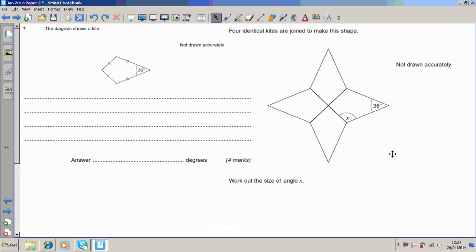The diagram shows a kite. Aha! 4 of the kites are put together to make this shape. Work out the size of angle X.